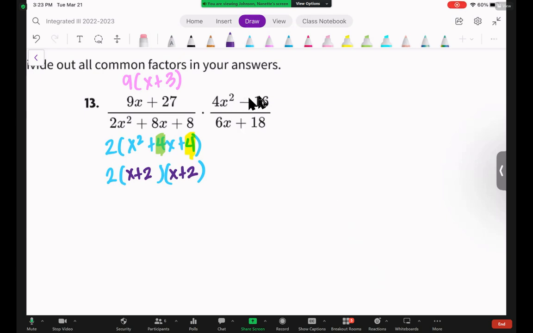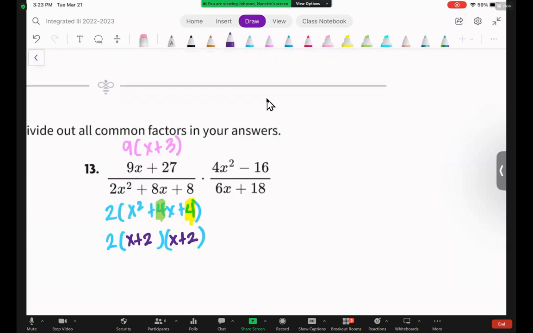And then I'm going to do the same thing to the top over here. So I'm going to take out a common factor, and I think that would be 4 parentheses x squared minus 4. And then I ask, hey, can I factor out that x squared minus 4 anymore? And then I'm like, yeah, of course I can. So that's 4 parentheses x plus 2, x minus 2.